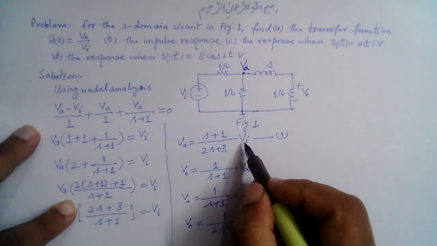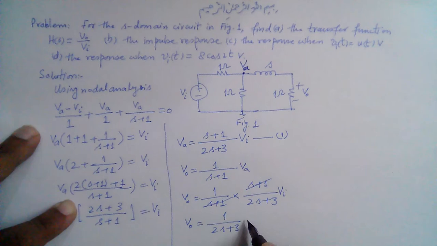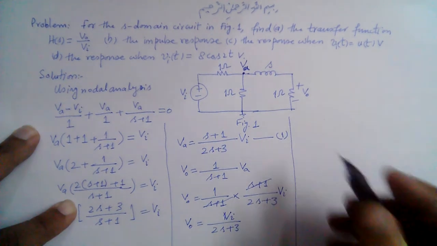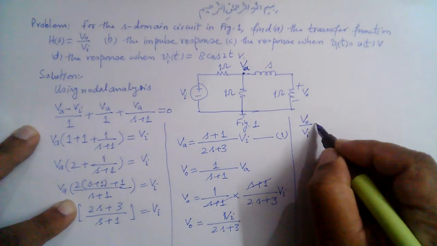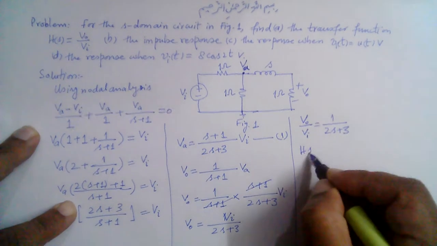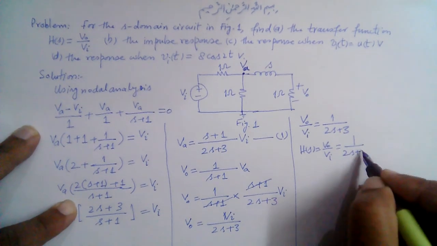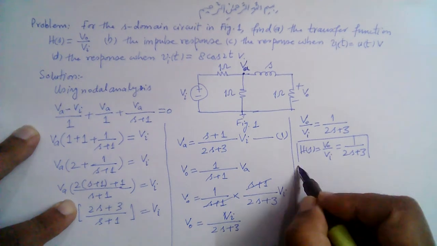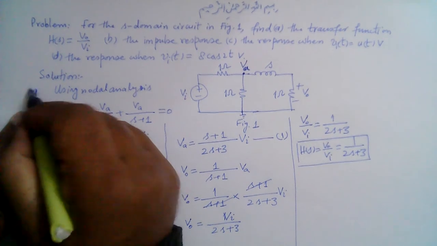So V0 is equal to, this cancels out, 1 over 2s plus 3, and Va is also in terms of Vi, right? So the transfer function V naught over Vi is equal to 1 over 2s plus 3. So H(s) is equal to V naught over Vi is equal to 1 over 2s plus 3. So this is the transfer function for this circuit. We have completed our part A, right?